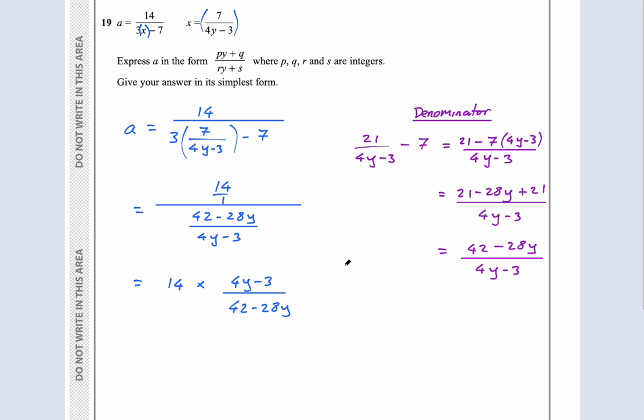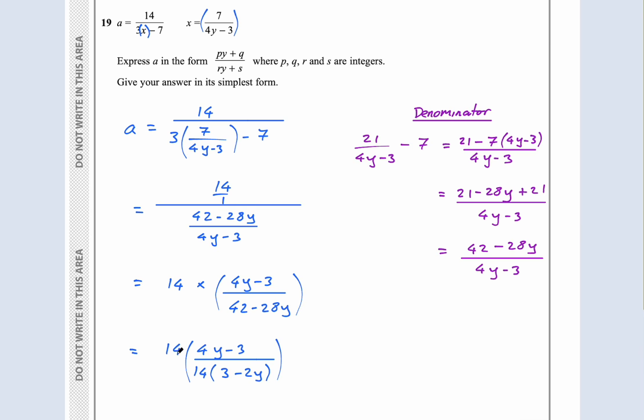Okay, now, nearly done. This is a bracket here. What I can see nicely, guys, and fair enough if we don't all see it, is that 14 goes into 42 and 14 goes into 28. If you didn't see the 14, you might know that 7 goes into 14 and 7 goes into these two. And then you can do your times tables. So we can write this as 14 times, I'm just going to put a bracket, 4y minus 3 over, and I'm going to call this 14 times 3 minus 2y, because 14 times 3 is 42, 14 times 2y is 28.